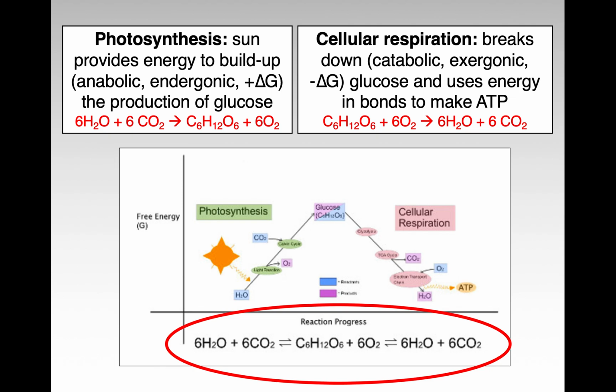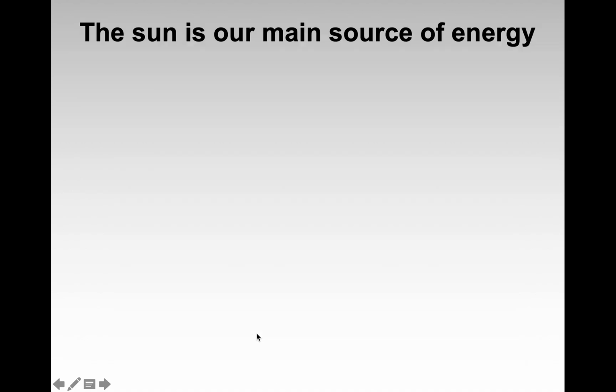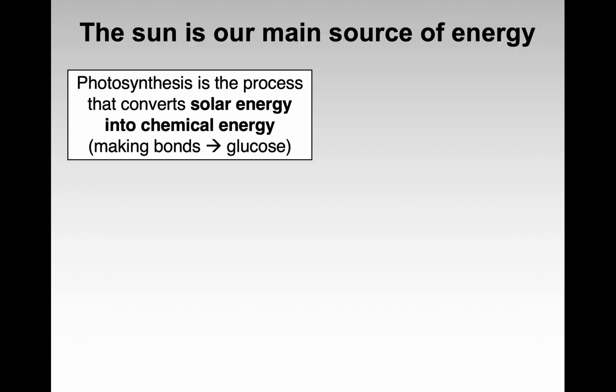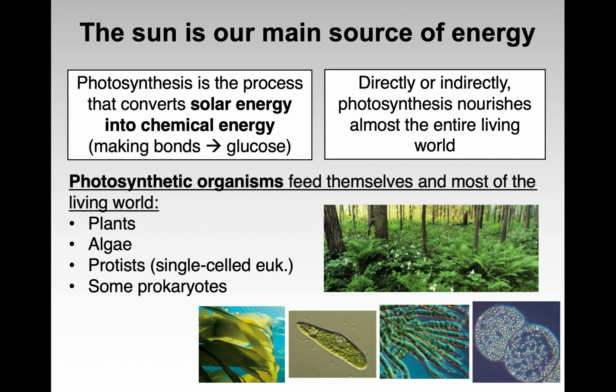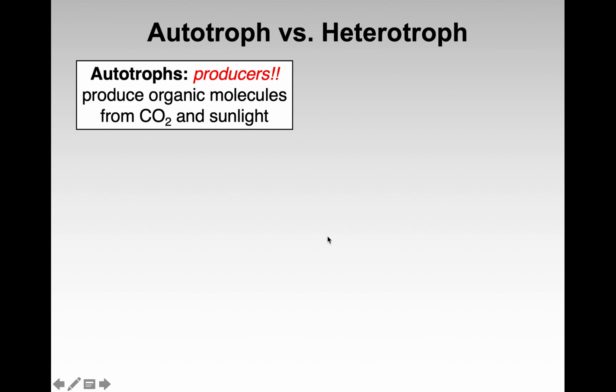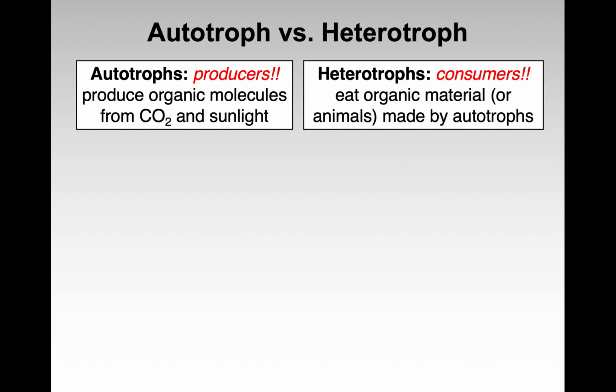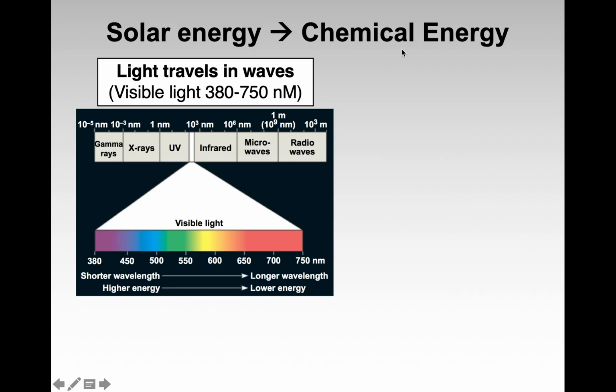Here's the overall reaction. See that it goes in both directions, depending on whether you're building things up or breaking things down. Photosynthesis is the ability to convert solar energy into chemical energy in the form of glucose. Lots of organisms can do that. Plants, algae, single-celled protists, which are eukaryotic, and even some bacteria, prokaryotic cells. All of these organisms are called producers, meaning they produce organic molecules from carbon dioxide and sunlight, whereas we are heterotrophs and we eat that organic material made by the autotrophs.